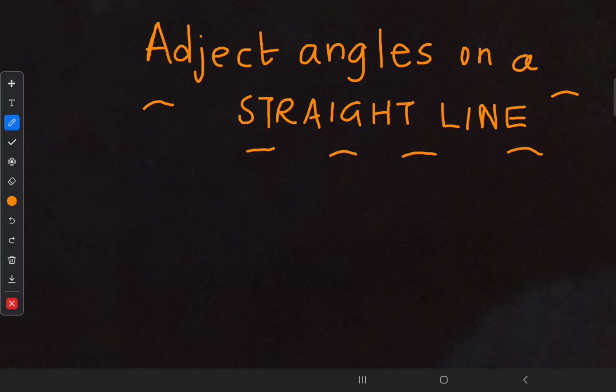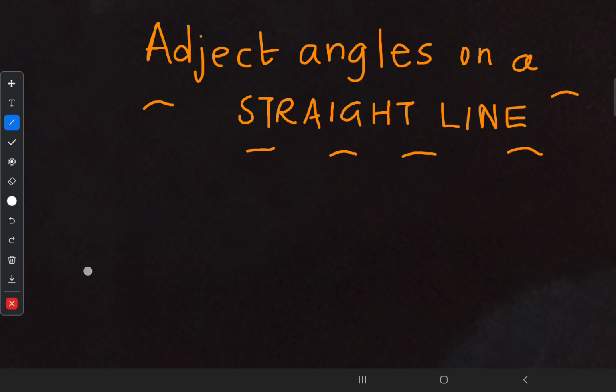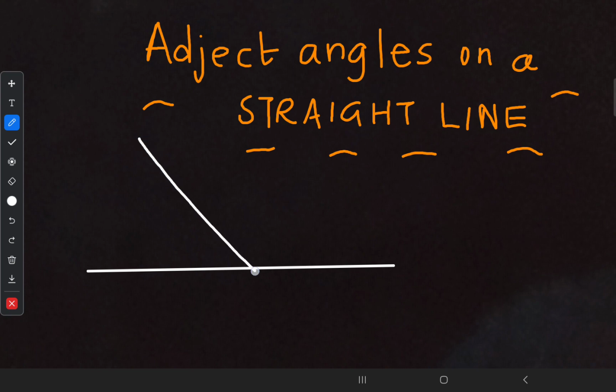Adjacent angles on a straight line. That means over a straight line. Okay, for an example, let's take this one. This is our straight line. When I split this straight line, over the straight line we have our straight angle. We know what our straight angle is.